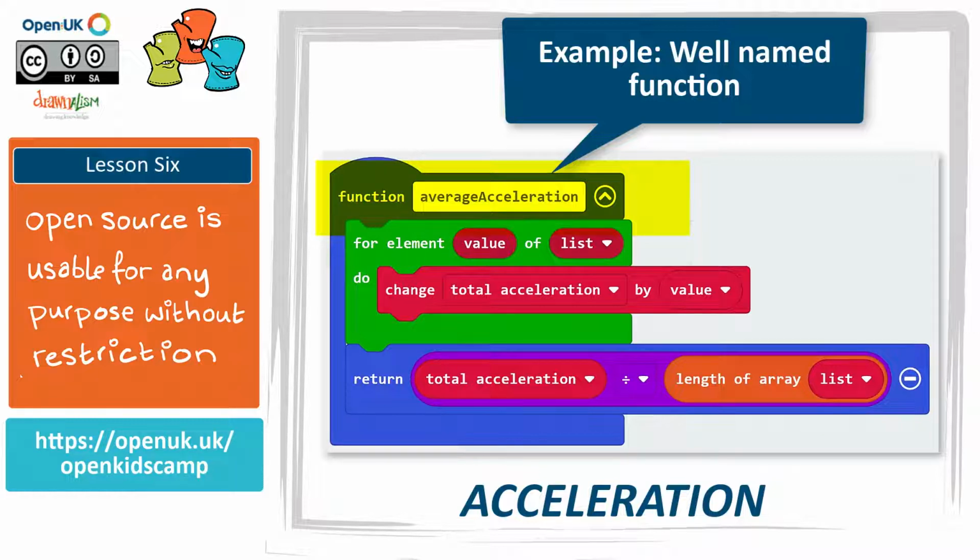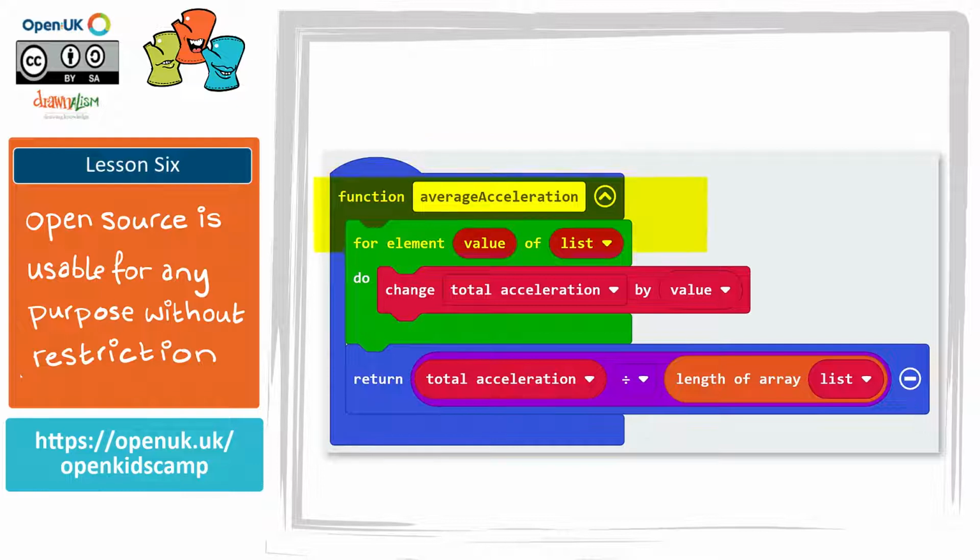The average acceleration function loops through each entry in list. Each entry in list is a recorded acceleration. So, by adding up all the values, we get the total acceleration. Then, by dividing by the number of entries, we get the average acceleration, which we can return.